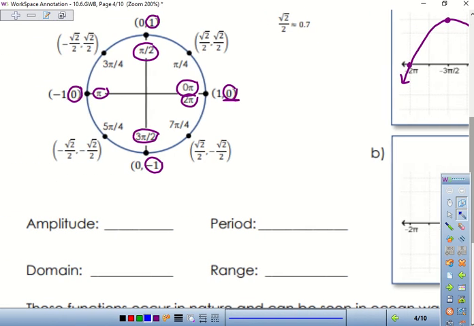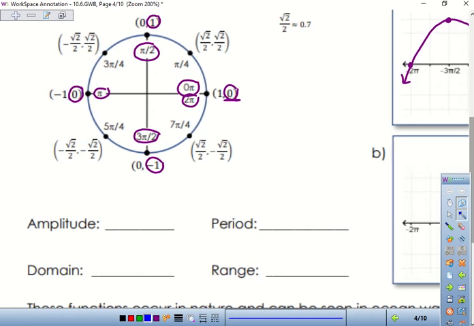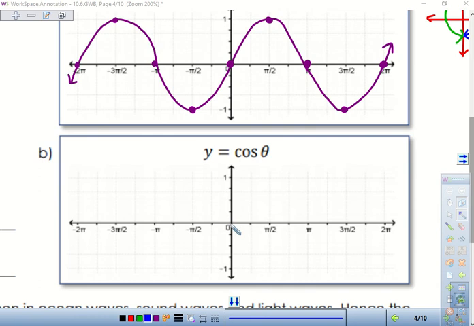Cosine is not the y-coordinates, but it's the x-coordinates. We're going to do the same procedure, but now we're reading the x-coordinates. So at 0 degrees, cosine is at what? 1. Good. At pi over 2, cosine is at 0. At pi, cosine is at? Good. At 3 pi over 2, cosine is at? 0. And at 2 pi, cosine is at? 1. So it has this like ice cream bowl shape on the side here.